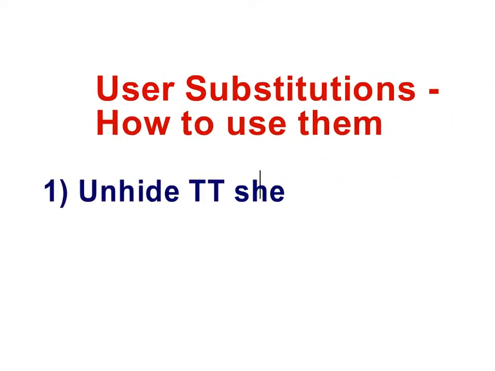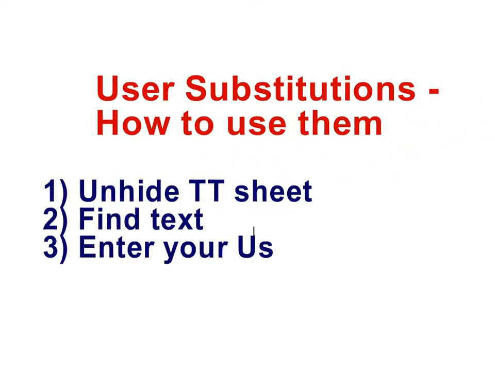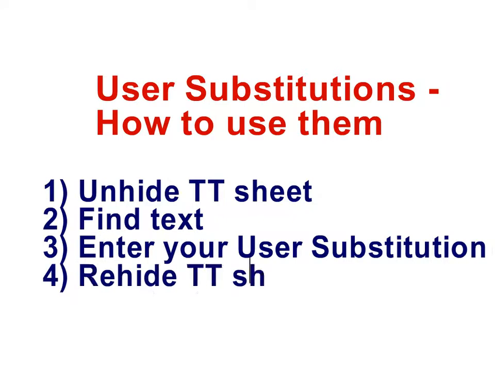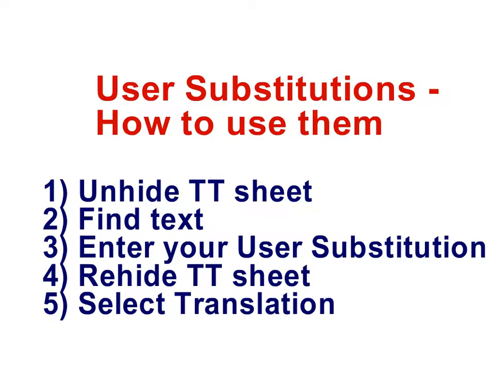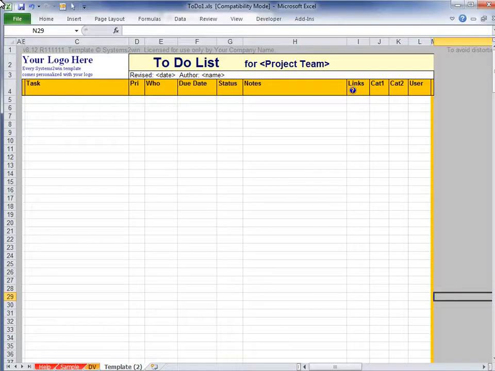You unhide the TT worksheet, the translation table worksheet. You find the text that you want to substitute. You enter your user substitute phrase. Then you re-hide the TT worksheet when you're done because your users don't need to see that. And then the users can use the Select Translations button at any time to switch between the original text and your substitute phrase. So let's do it.